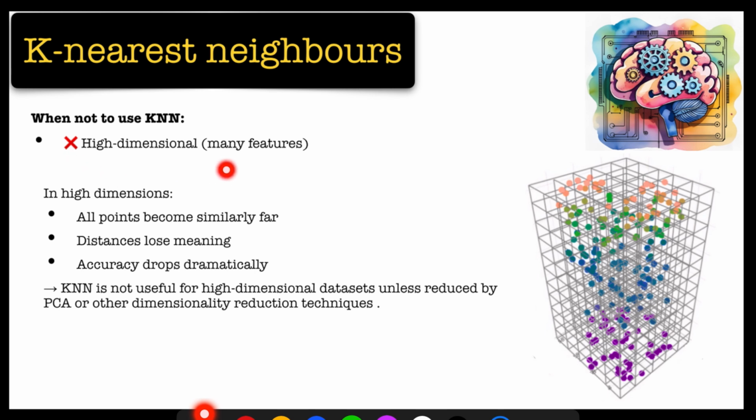Next, high dimensional data having many features. In high dimensions, all points become similarly far. Distances lose meaning and accuracy drops dramatically. One simple example, in 3 dimensions: let's say this distance and this distance can be the same, but this point is from a different class and that one is from a different class. So distances are not helping KNN in higher dimensions, unless the dimensions are reduced by PCA or other dimensionality reduction techniques.